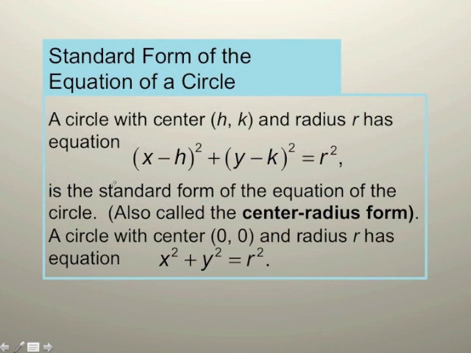This leads us to the standard form of a circle. A circle with center h, k and radius r has the equation x minus h, the quantity squared, plus y minus k, the quantity squared, equals r squared. This is called the center-radius form, or the standard form. If the center of the circle happens to be at 0, 0, then my h and k are both 0, and we have x squared plus y squared equals r squared.